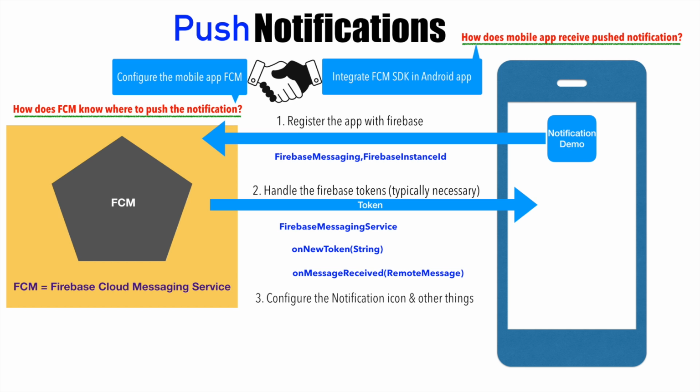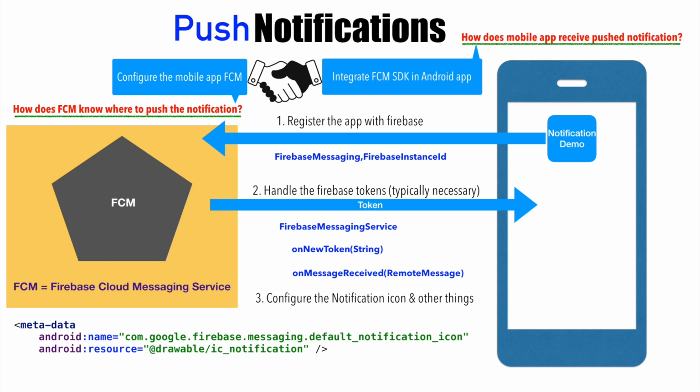And optionally, the third part is configuring the notification icons or other things. If you don't do this, you will get a default notification icon which probably you don't want. So you may have to configure these things in the manifest file of your application. So having done all of these, you can actually then go on to trigger a notification and see what happens. So let's get into it.